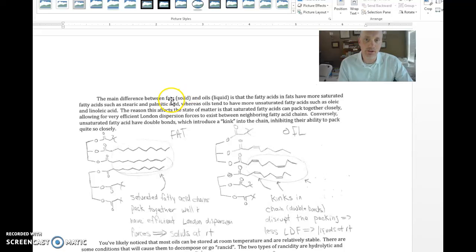The big difference between a fat and an oil is simply what state of matter it is at room temperature. If it's solid, we tend to call it a fat. If it's liquid at room temperature, we consider it an oil. So the question is, what is the chemical difference between a fat and an oil? What makes something want to be solid at room temperature versus wanting to be liquid?